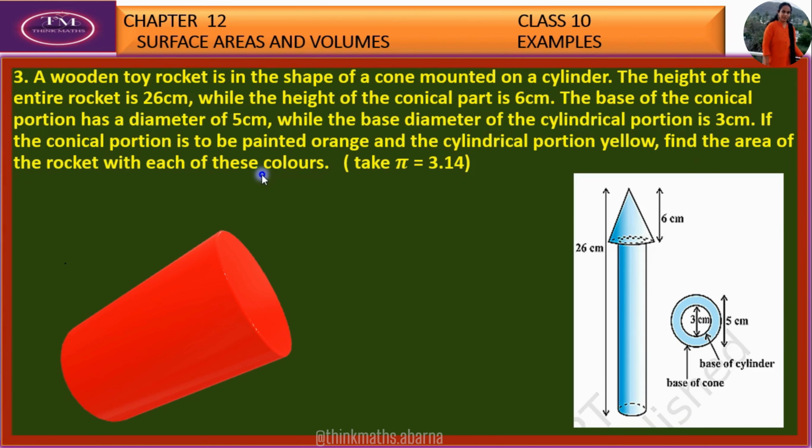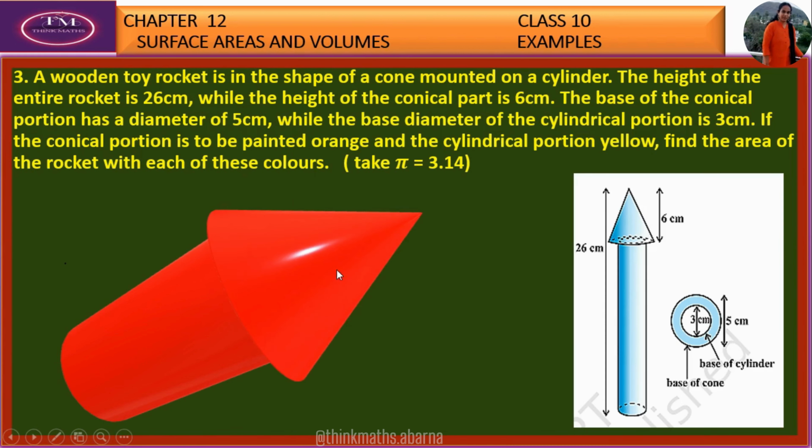Okay, children. Here a rocket is formed with two shapes, a cylinder and a cone. Now what is given? The height of the entire rocket. So the height of the entire rocket, the complete height, is 26 centimeters.